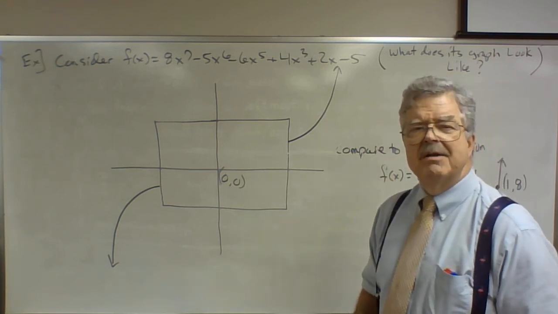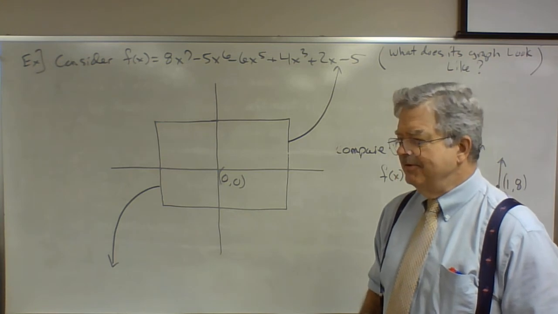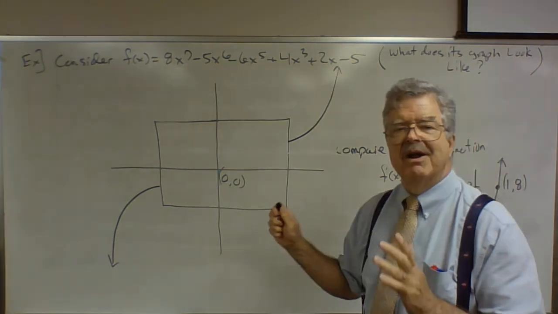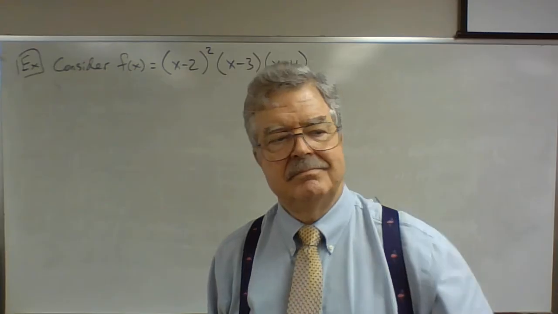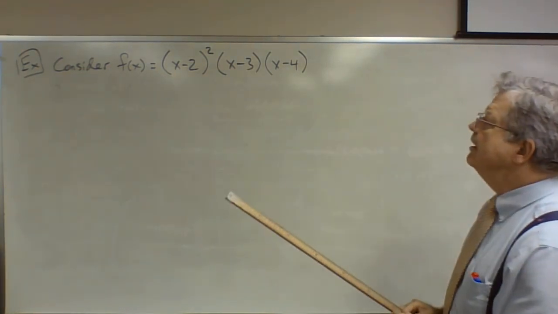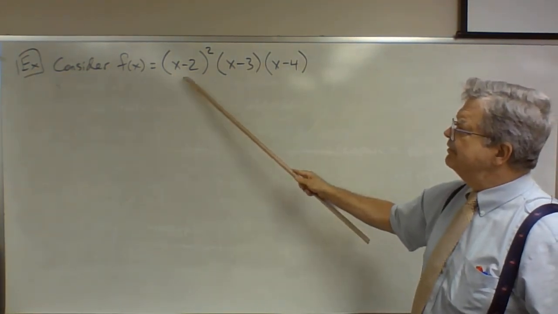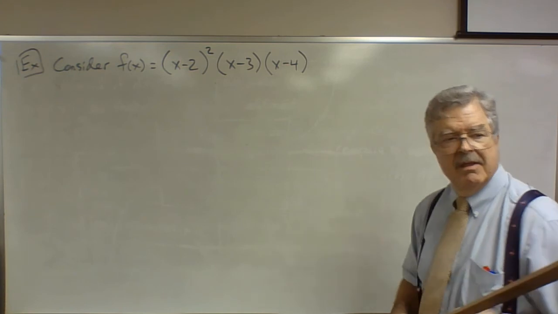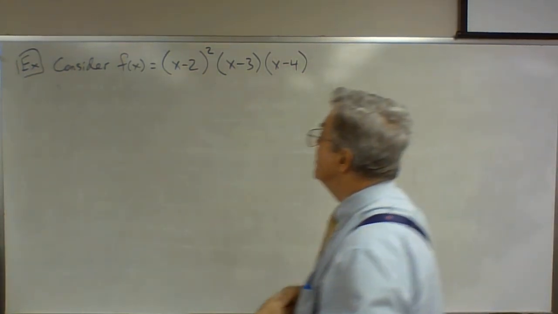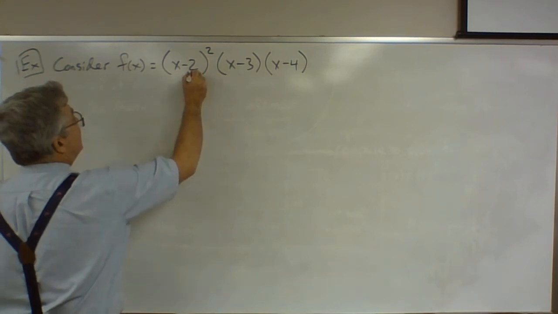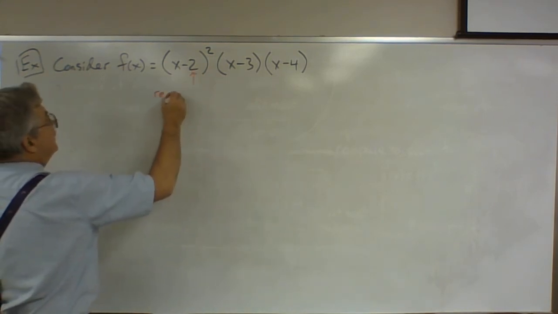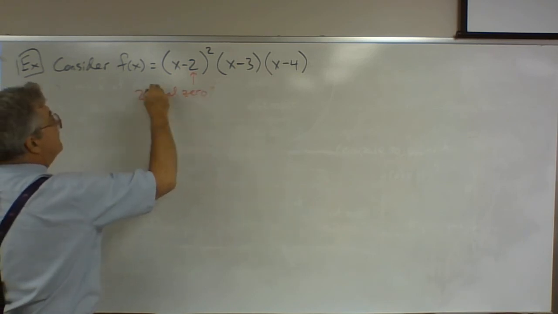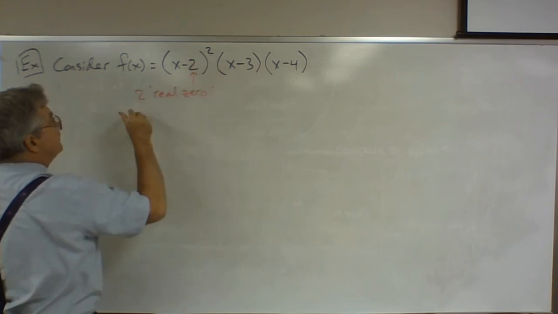Let's look at one more example. And I promise you, this last example will conclude our lecture. Let's suppose that f of x looks like this in its factored form, okay? Two is a real zero, and it has multiplicity 2.